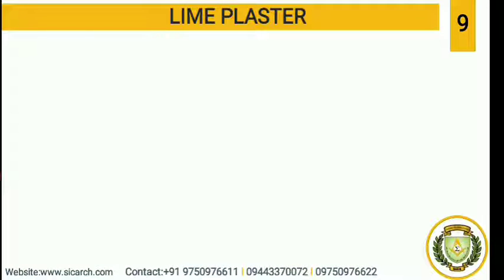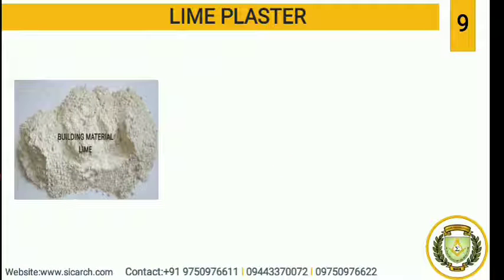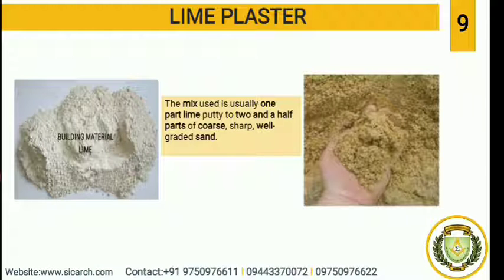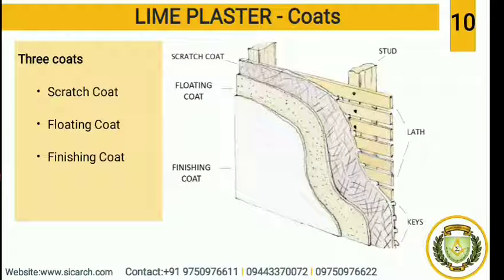Next is lime plaster. Lime plaster is a mixture of the building material lime and finely graded sand. Lime plaster has to be done in 3 coats. First is the scratch coat. Here you can see lime plaster can also be done on a wooden surface. The first coat is known as the scratch coat because the surface is scratched with lines.